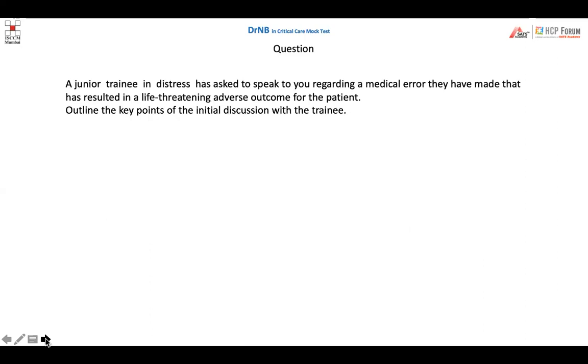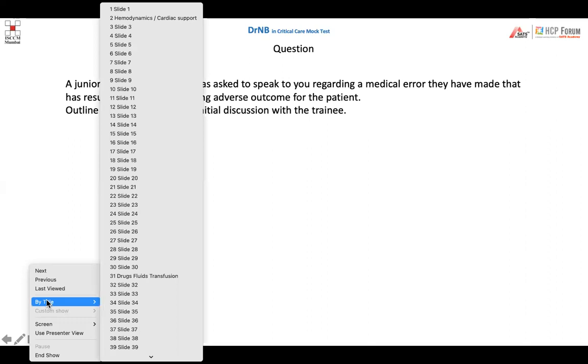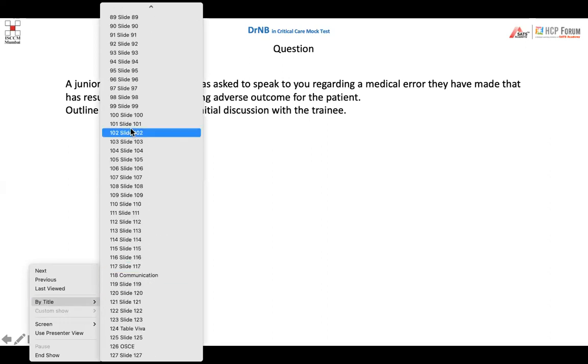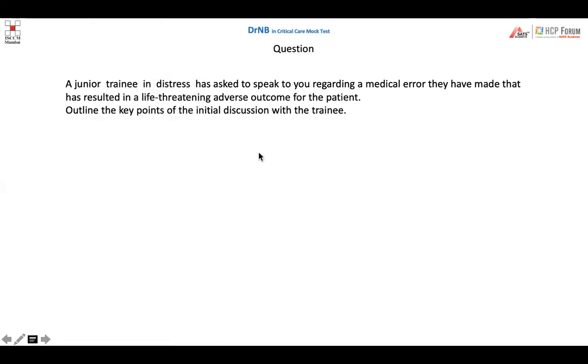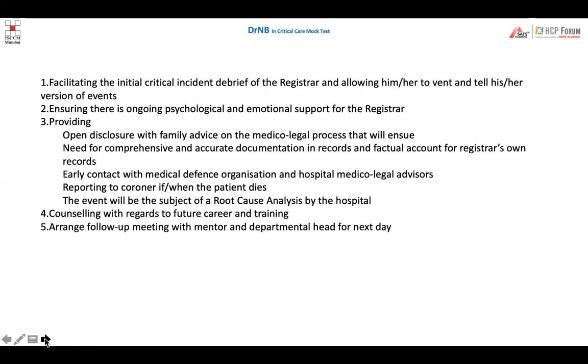A junior trainee is in distress, has been asked to speak to you regarding a medical error they have made that has resulted in a life-threatening adverse outcome for the patient. So outline the key points of initial discussion with the trainee. So the trainee is basically upset that there's an adverse outcome caused by him.